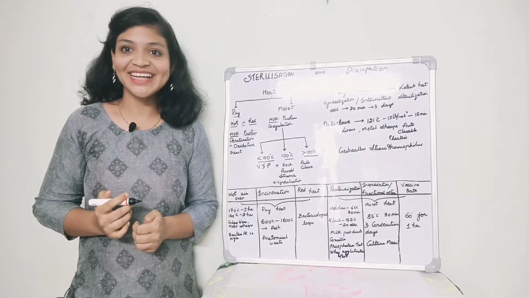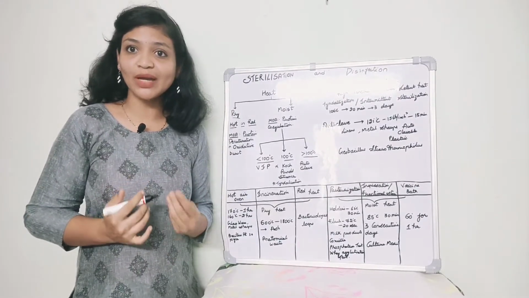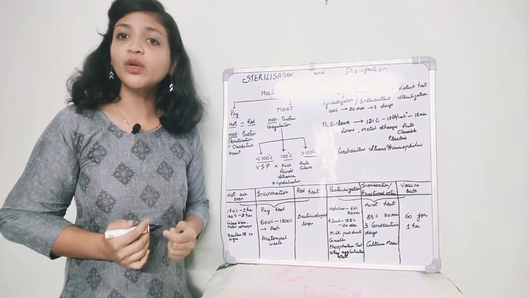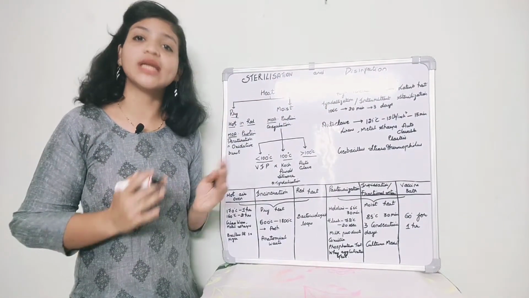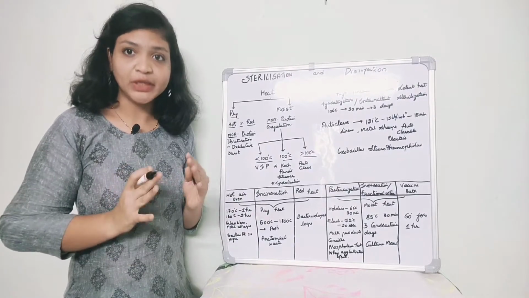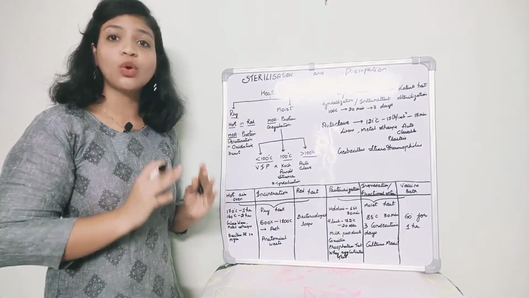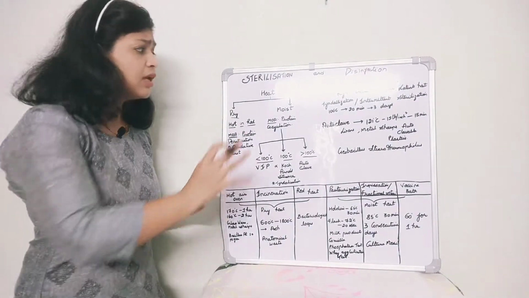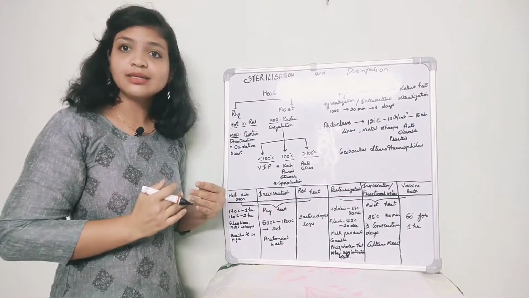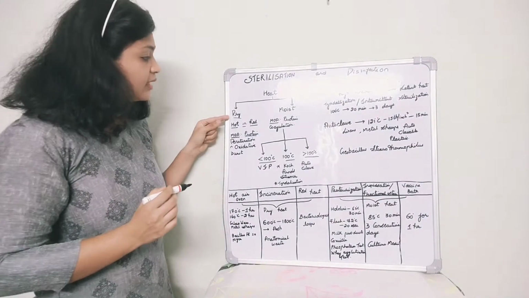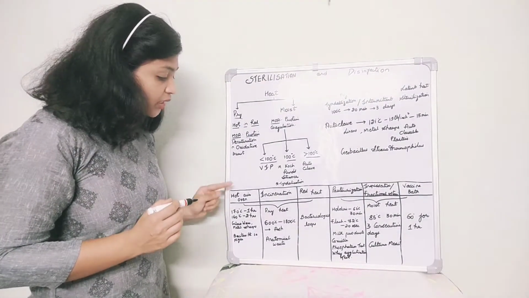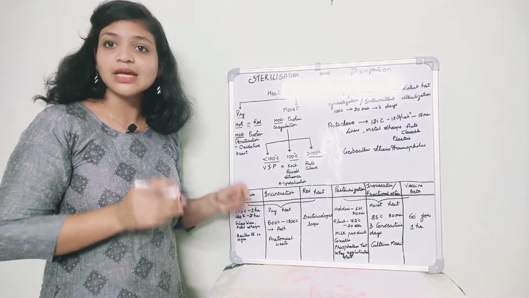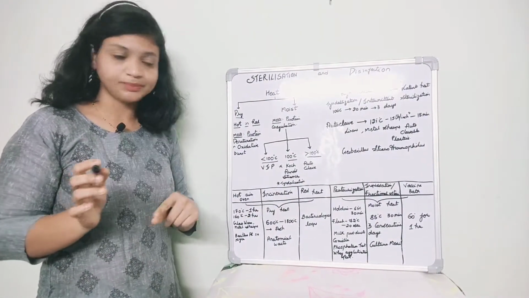Hi everyone, in this video I am going to talk about sterilization and disinfection. In microbiology there are various methods of sterilization and disinfection, but particularly in this video I am going to talk only about heat sterilization and disinfection. In heat we have dry heat and moist heat. In dry heat there are hot air oven, incineration and red heat. We can remember this as hot in red.